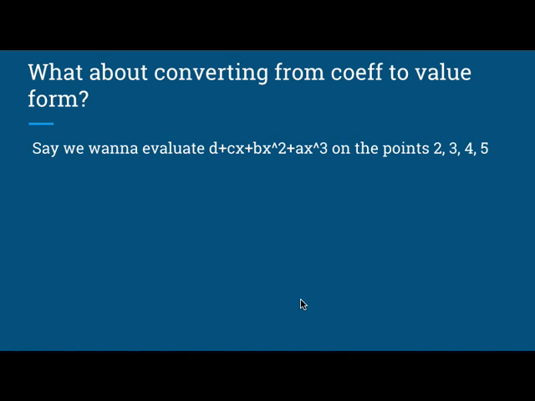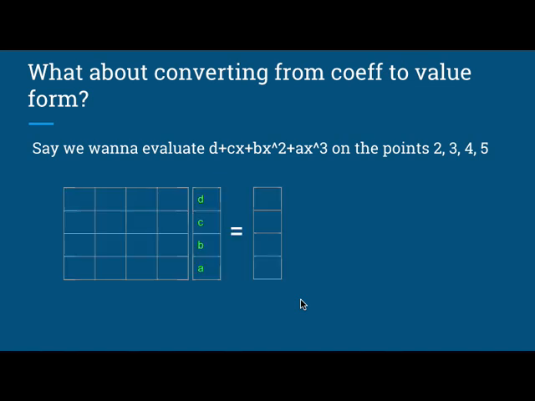Okay, say that we want to evaluate this polynomial, d plus cx plus bx squared plus ax cubed, on these 4 points, 2, 3, 4, 5. One way to think about evaluation, of course, you've seen in high school, just take this polynomial, plug in 2, plug in 3, plug in 4, plug in 5. That gives you your evaluations. That's one way. Another way is by representing it in matrix vector form. And this is going to be useful. That's why we're doing it, obviously. So let's see how it's going to be useful.